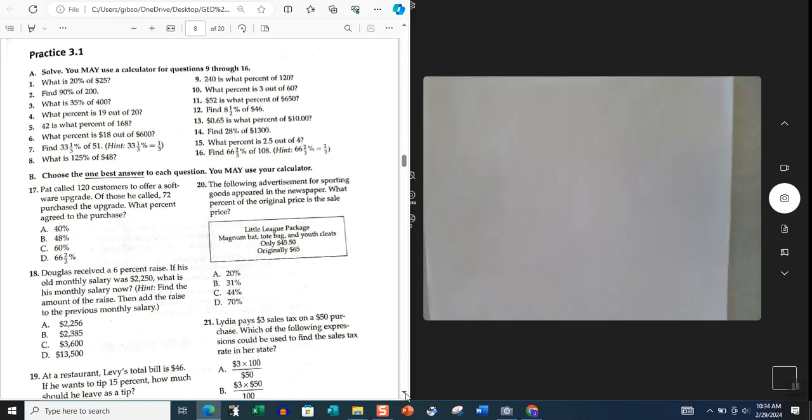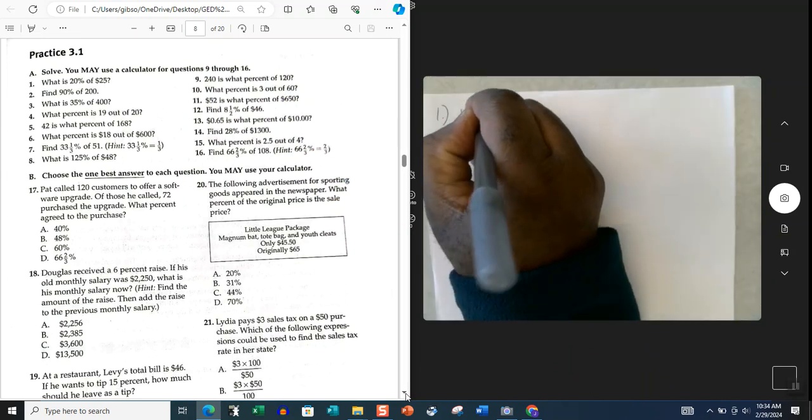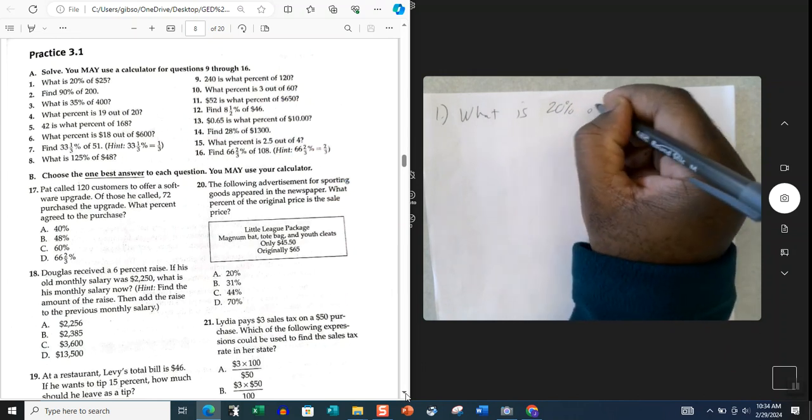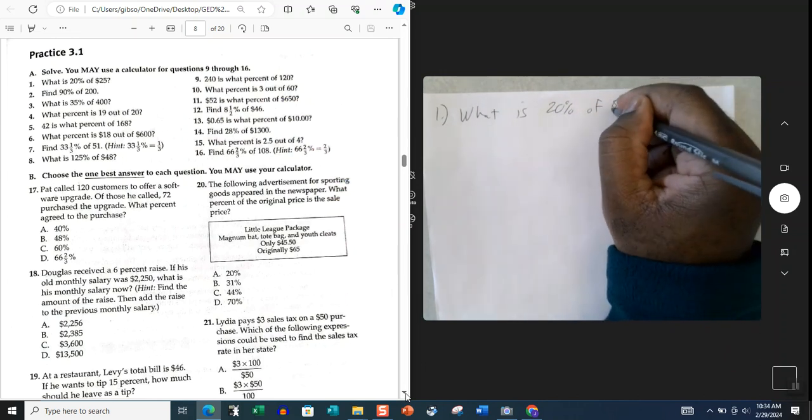So we look here. It says practice 3-1A. It says solve. You may use a calculator for questions 9 through 16. So number 1, it says what is 20% of $25?